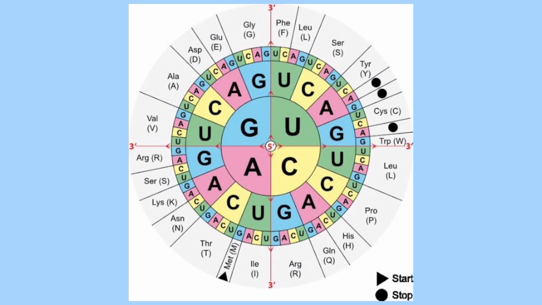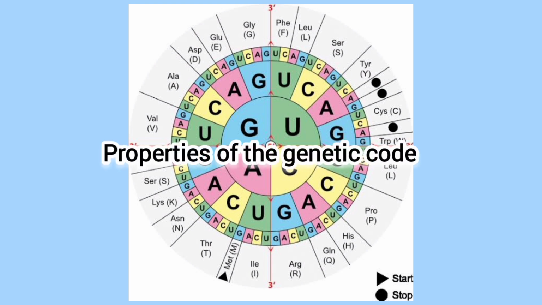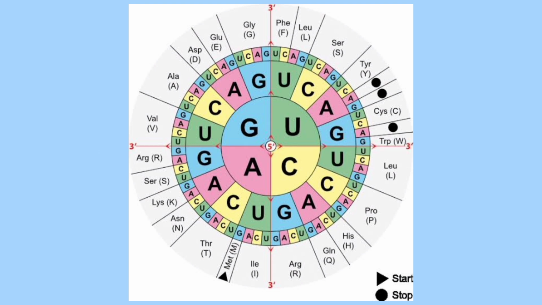Now, let's check the properties of the genetic code. It has several important characteristics. First of all, it is a triplet code. That means each codon consists of 3 nucleotides. Second, it is degenerate, which means that multiple codons can code for the same amino acid.